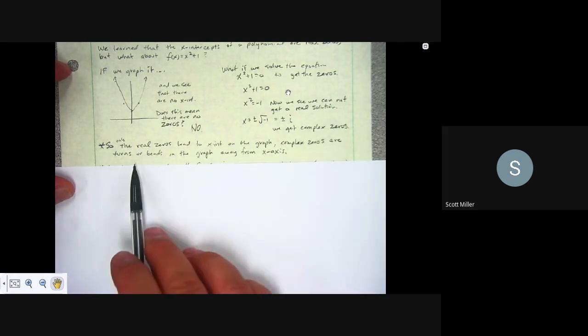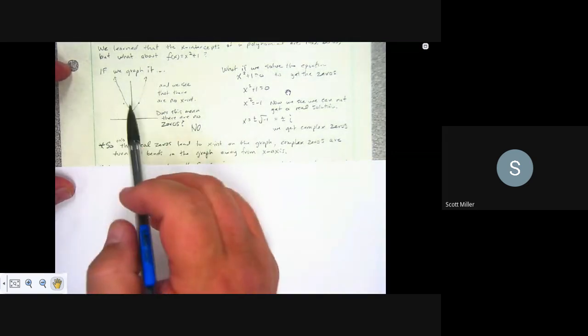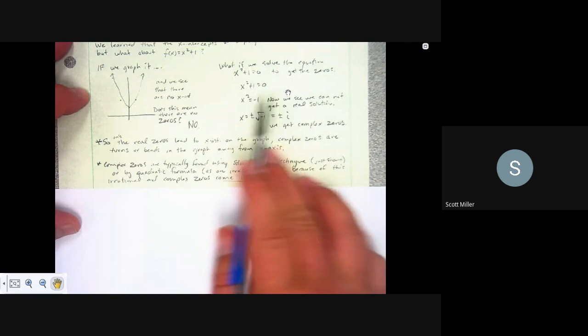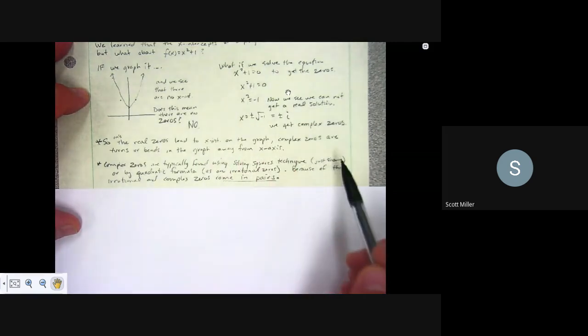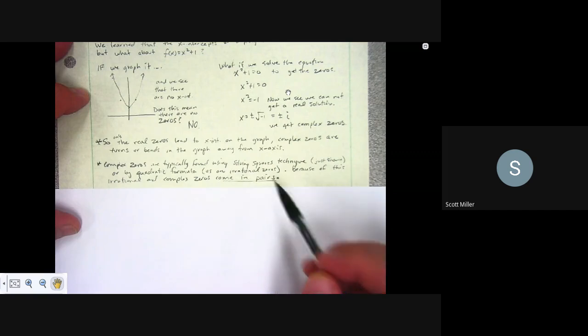Some things we need to watch out for. Only the real zeros lead to x-intercepts on a graph. Complex zeros are turns or bends in the graph away from the x-axis. So it bends. This is a turn. You can have a bend. Complex zeros are typically found using the solving squares technique, which I just showed you, where you don't have a middle term and can just solve for this right here, or using the quadratic formula, as we did with the irrational zeros.